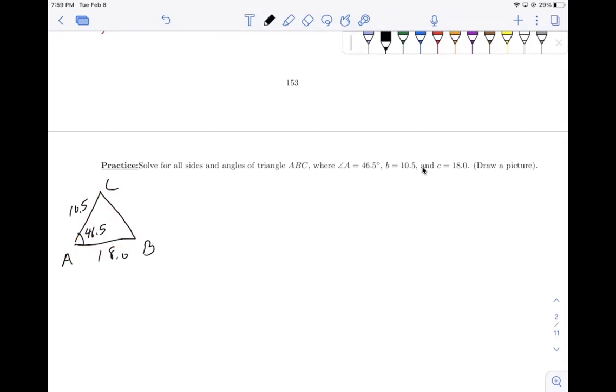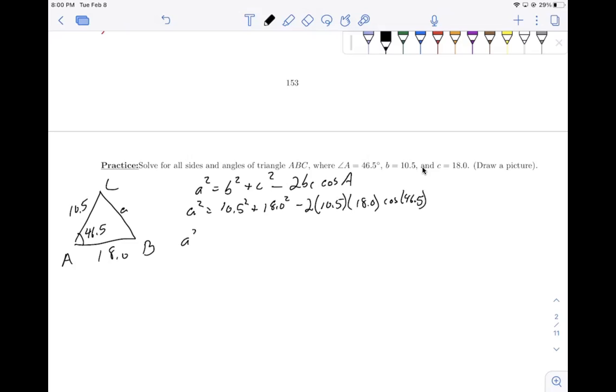So let's do that. Here's side A. That one should be all alone. So I'll set it up as A squared equals B squared plus C squared minus 2BC times the cosine of angle A. Plug in what we know. B is 10.5 squared plus C is 18.0 squared minus 2 times 10.5 times 18.0 times the cosine of 46.5.